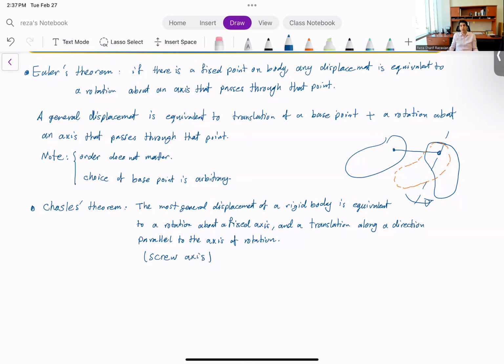And the best example of it is a screw. So when you have a screw and a nut, as the nut rotates, it rotates and translates along the axis of the bolt. And this is exactly what is happening. And in general, for any motion, you can always find a certain axis of rotation and a displacement along, or translation along, that axis. So that is Chasles' theorem.